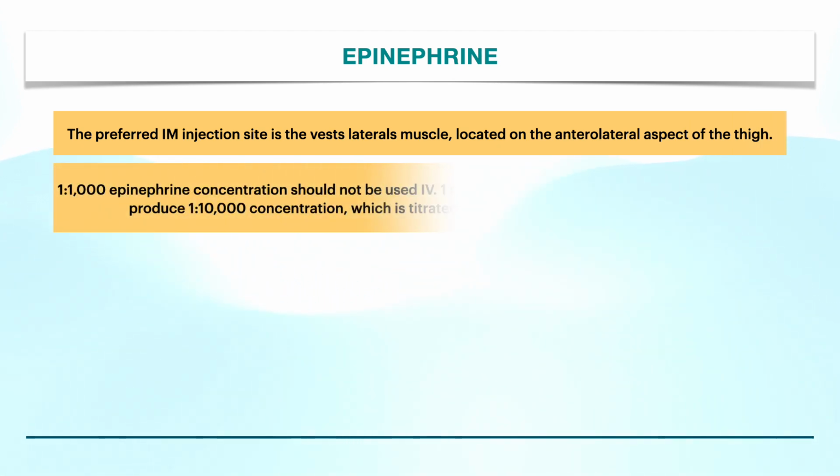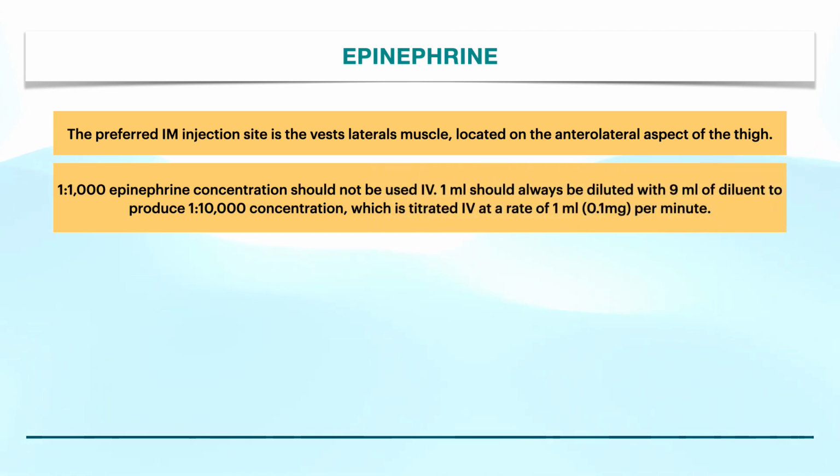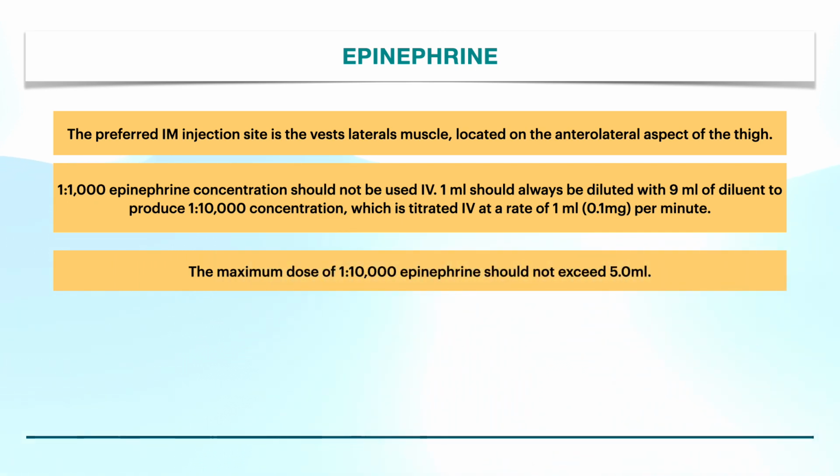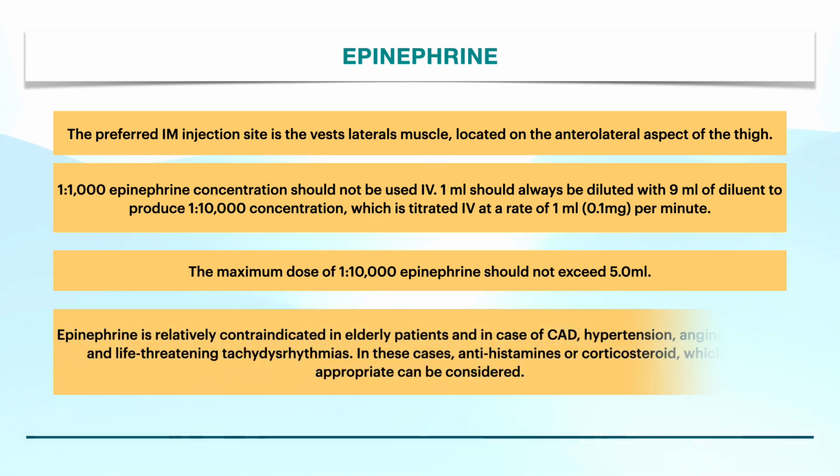1:1000 epinephrine concentration should not be used intravenous. 1 ml should always be diluted with 9 ml of diluent to produce 1:10,000 concentration, which is titrated IV at a rate of 1 ml, that is 0.1 mg per minute. The maximum dose of 1:10,000 epinephrine should not exceed 5 ml. Epinephrine is relatively contraindicated in elderly patients and in case of coronary artery disease, hypertension, angina pectoris, and life-threatening tachydysarrhythmias. In these cases, antihistamines or corticosteroids, whichever appropriate, can be considered.